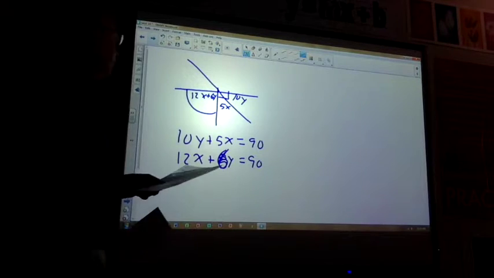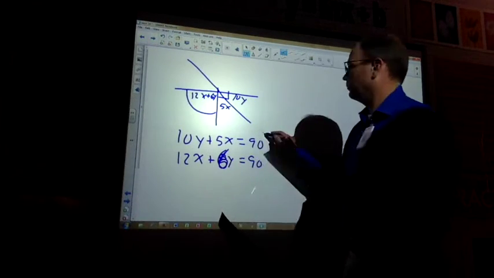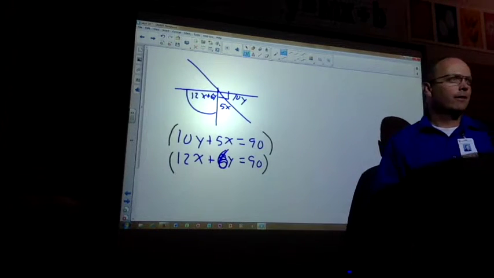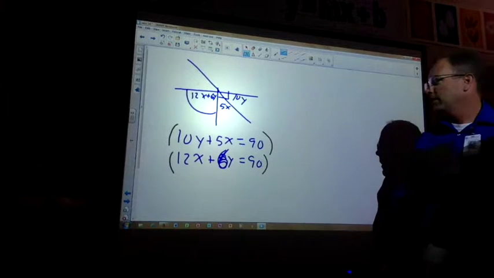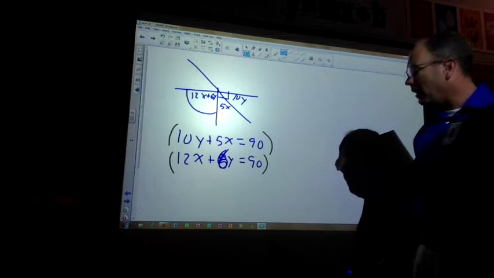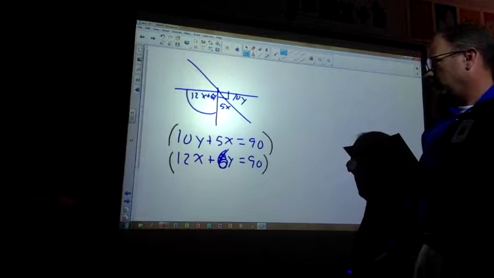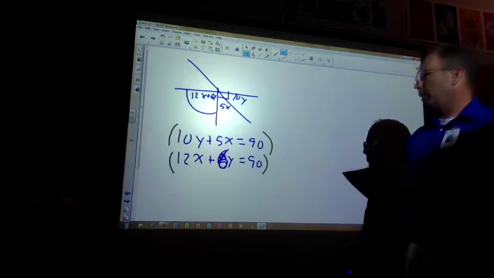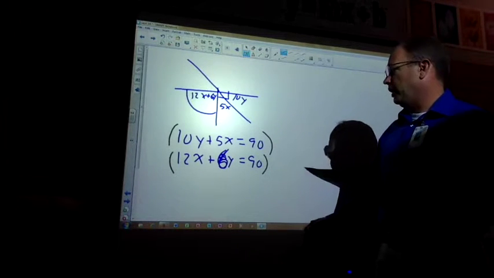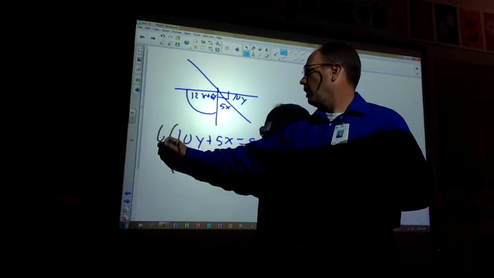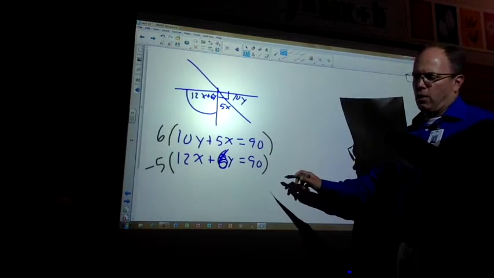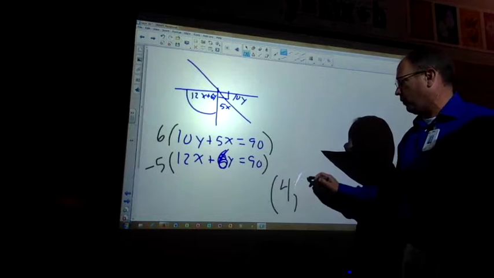What? I know we have perfect scores out there, so what should I do? Subtract 10y and then divide by 5. Do what? Subtract 10y on the top one and then divide by 5. Oh, you're trying to solve for the variable? Okay. I would have done elimination on it, so I would multiply that by 6 and this whole thing by negative 5. If you do that, you're going to wind up finding the answer to be 4, 7.